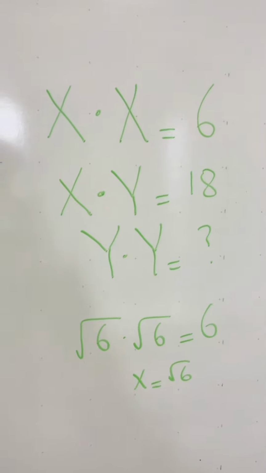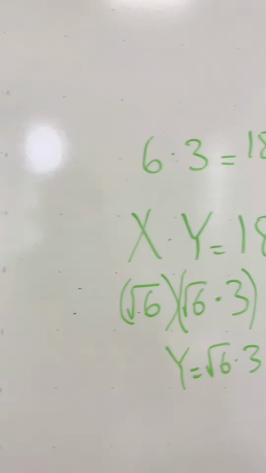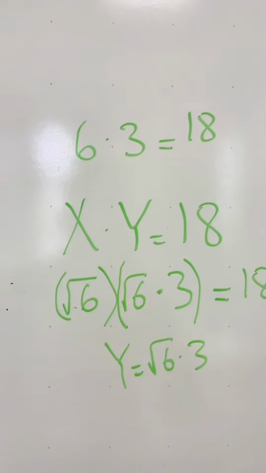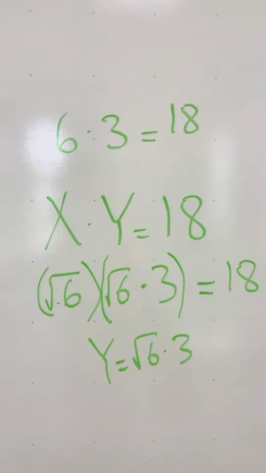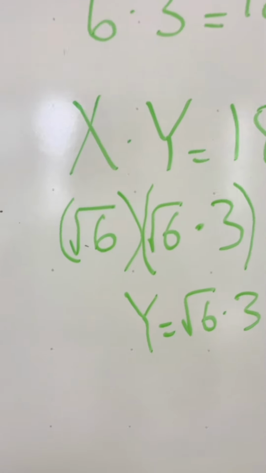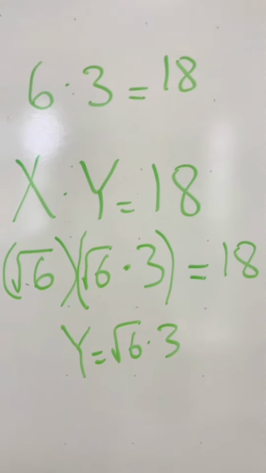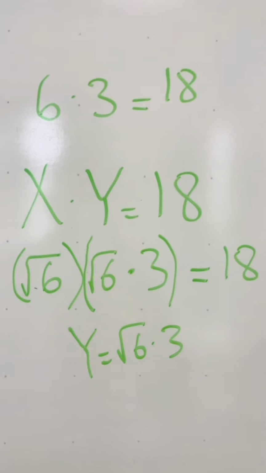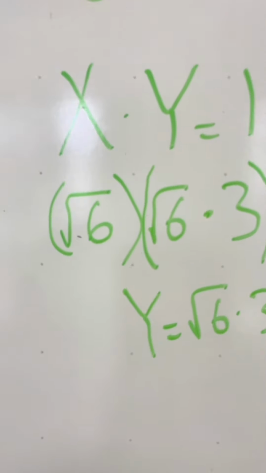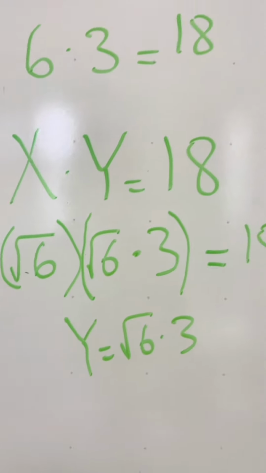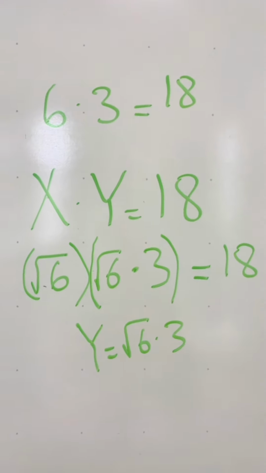And then when I saw that x times y is equal to 18, the first thing that came to mind was that 6 times 3 is equal to 18. But since I know that x is only contributing root 6, then y must equal root 6 times 3. And that is because root 6 times root 6, again, should equal 6, and 6 times 3 is 18.